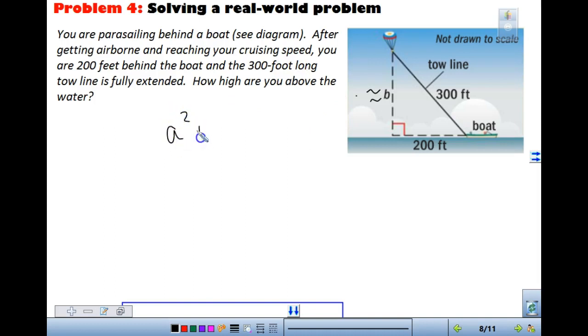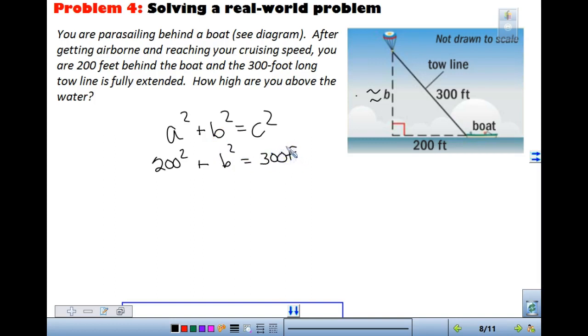So start with our formula, right? A squared plus b squared equals c squared. What do we want to use for a? 200. Could we leave it as a? Yeah, but since b is up here, it makes sense that we should put 200. 200 squared plus b squared equals 300 squared.